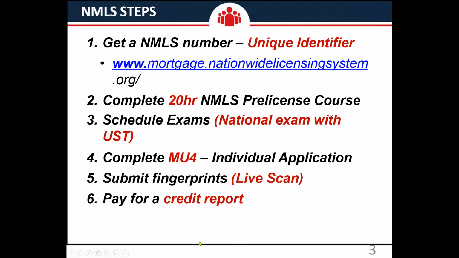So I'm going to start at the very beginning regarding the NMLS steps that you need in order to become a licensed mortgage loan originator. Step one is to get an NMLS number. It's a unique identifier. We refer to it as our NMLS number, but on the exam, they're going to refer to it as your unique identifier. So make sure you know the exact name for your NMLS number.